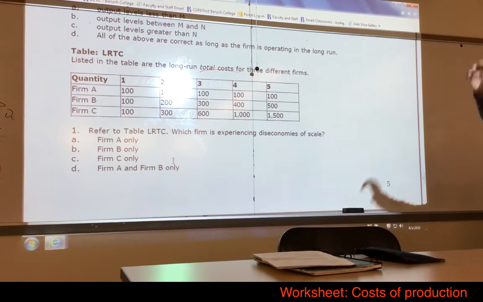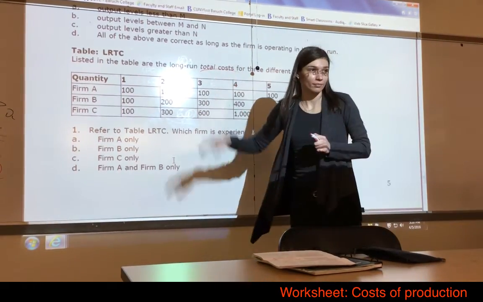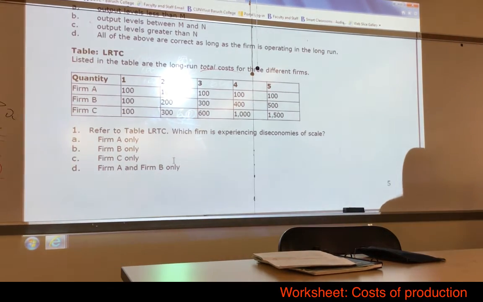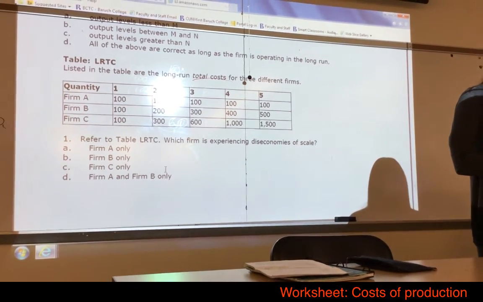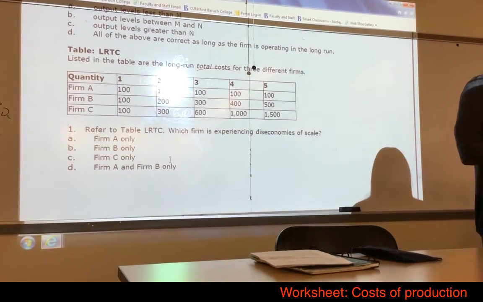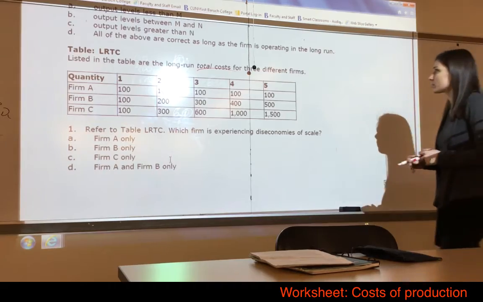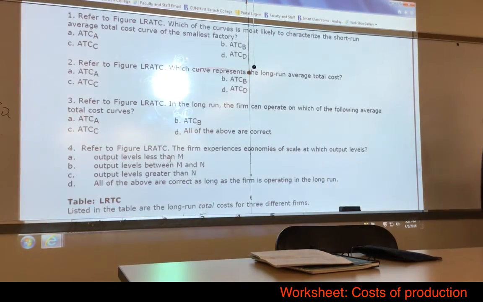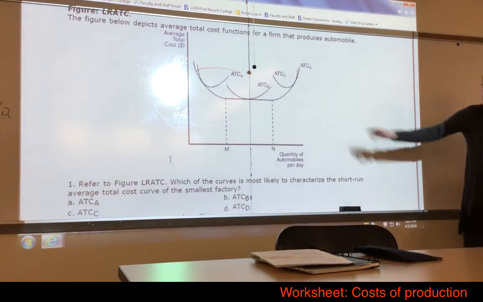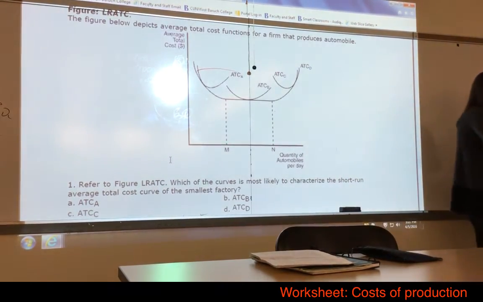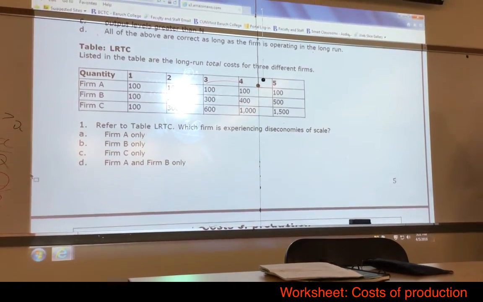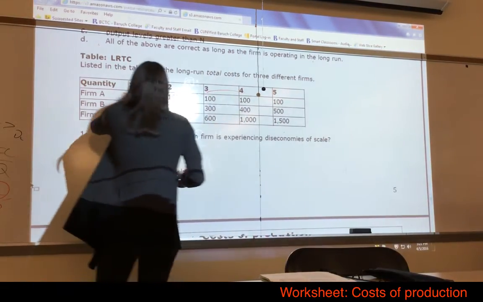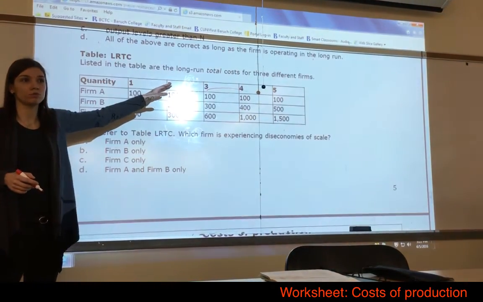Right? Make a distinction. This is total, right? That's why it's italicized and underlined. It's total cost. And what do we need to know in order to determine whether it's constant economies or diseconomies? What do those curves represent? What kind of cost? Here. Average total cost, right? All of those are about average total costs. So first step is find the average total cost of each of the firms. Right? So just take the total cost and divide it by the quantity for each firm.